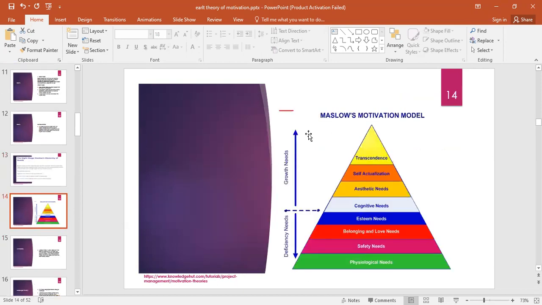This is the diagrammatic representation of Maslow's 8-stage hierarchy of needs, and it categorizes these eight stages into two further categories. The lowest four are known as deficiency needs, and the upper ones are known as growth needs.